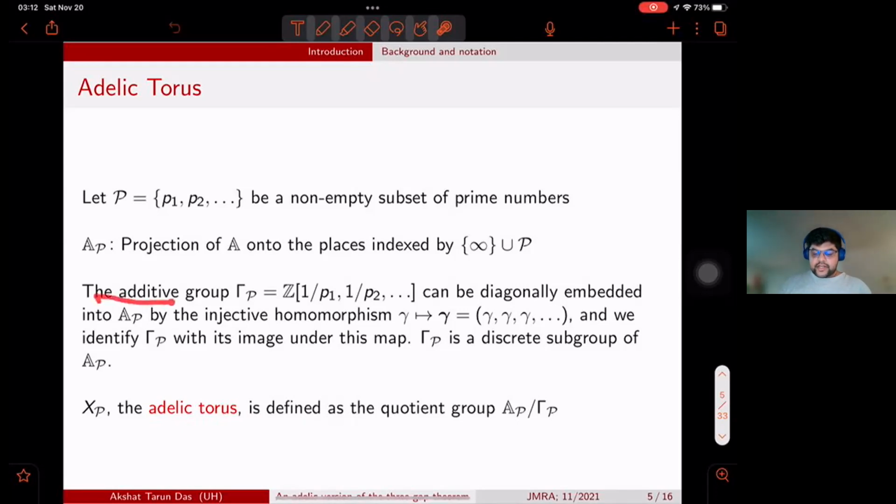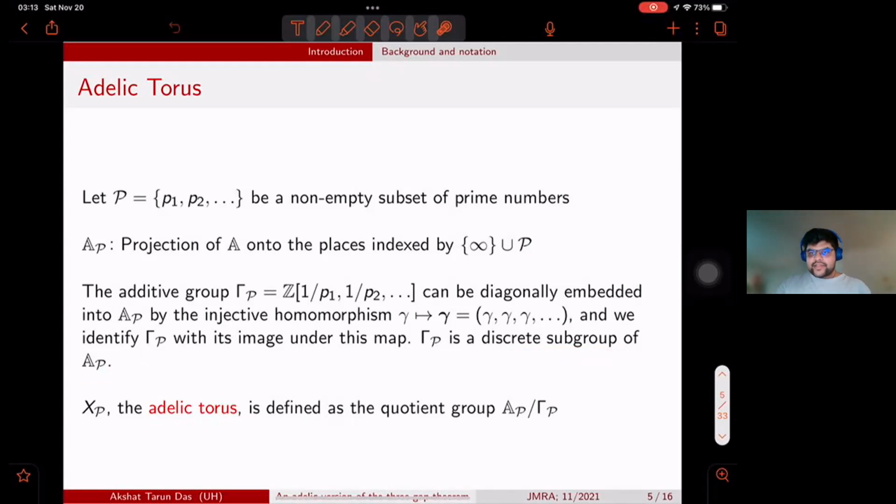Now, next we consider the additive group gamma P, and this can be diagonally embedded into AP using the injective homomorphism, which basically takes an element gamma of gamma P, and in each of the indices that we have, from the reals and the primes, it's just going to be gamma. So the same element is repeating on all the places. And with respect to this diagonal embedding, the image of gamma P can be identified with itself. And this is a discrete subgroup of AP.